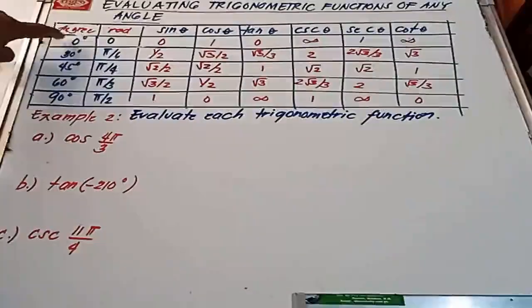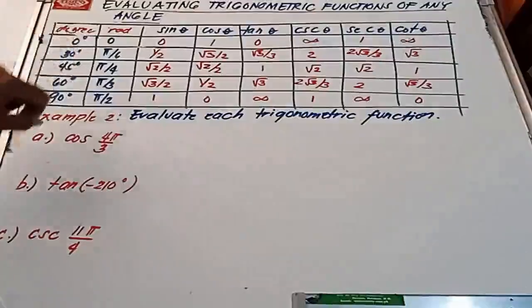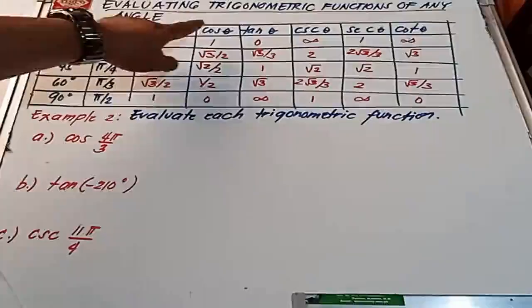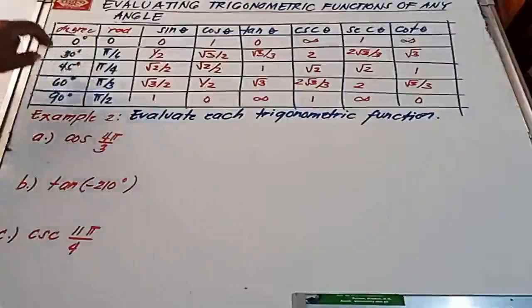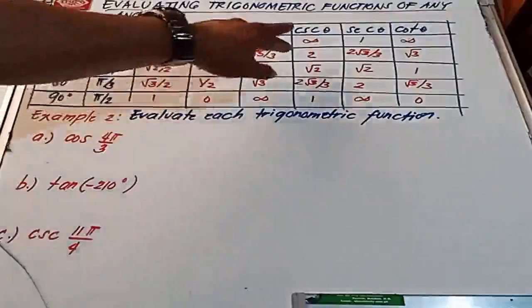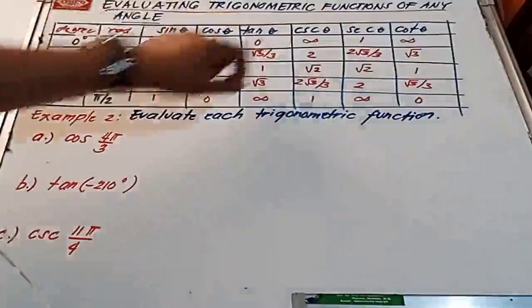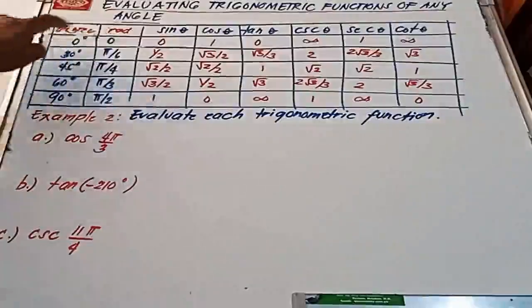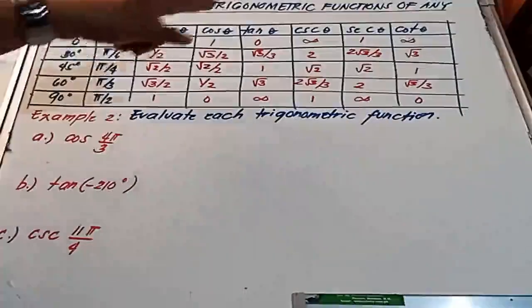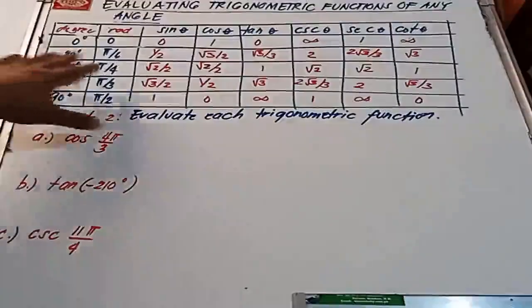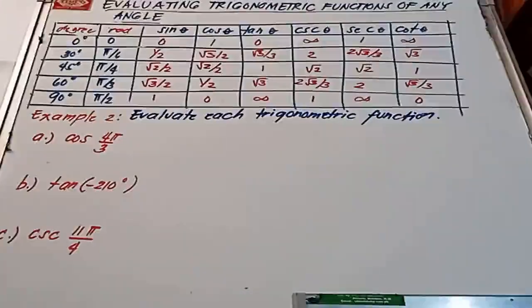For 0 degree or 0 radian, sine 0 is 0, cosine 0 is 1, tangent 0 is 0, and for cosecant 0 that is undefined, secant 0 is 1, and cotangent 0 is undefined also. So, ito na yung mga values na yan. And I think nung grade 10 kayo, pinaproject ko pa nga ito. Binigyan ko kayo ng task na mag-submit ng tabular values of the 6 trigonometric functions of the special angles.